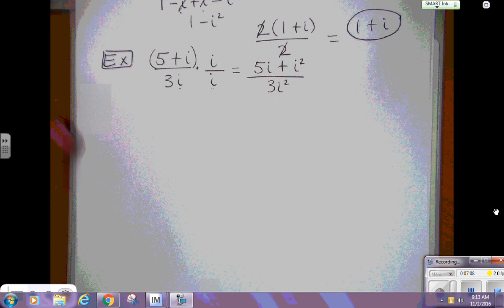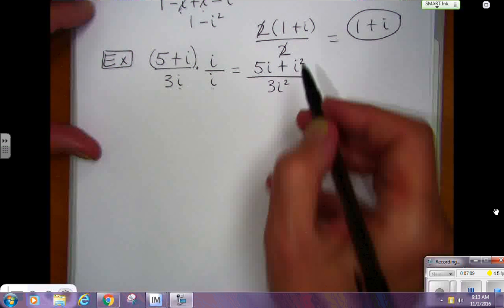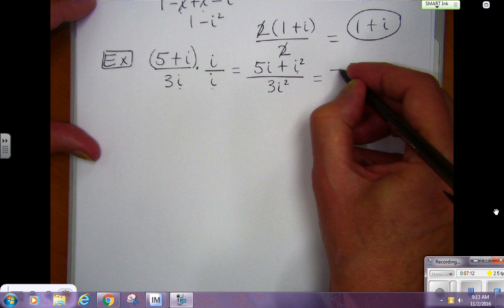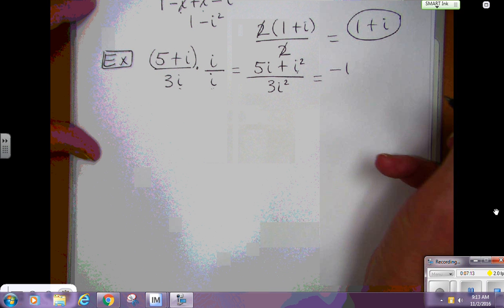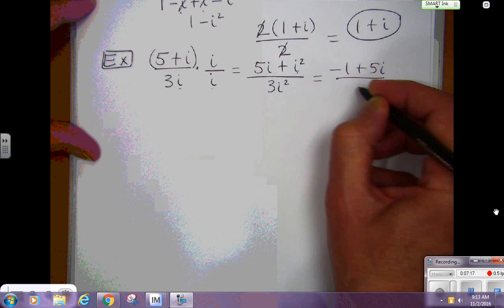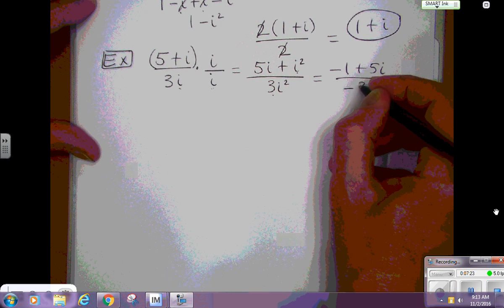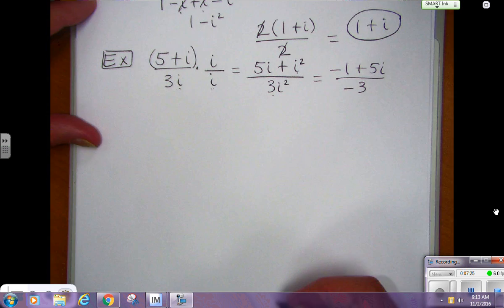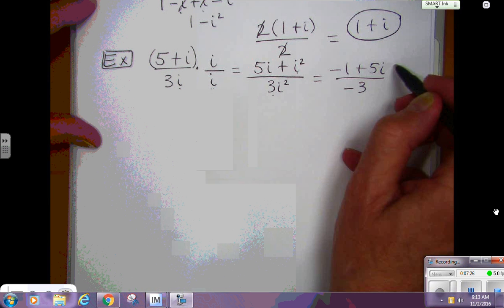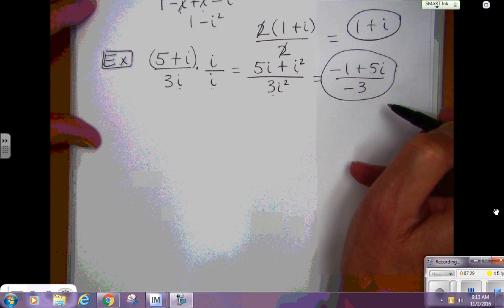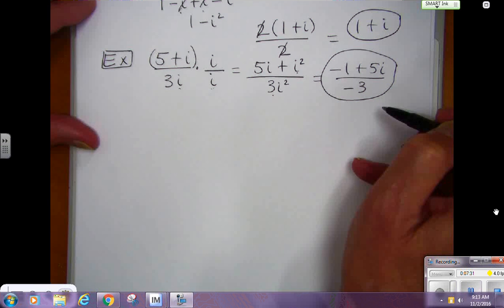Okay, and then of course I want to simplify. This i squared is negative 1, and when I write the complex number, I want to put that first. And in the denominator, 3 times i squared, or 3 times negative 1, is going to be negative 3. Okay, so you could leave your answer like that. It's not wrong. It's not in simplest form, really, but it's not wrong.